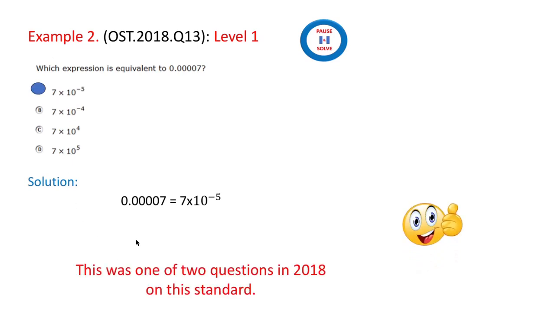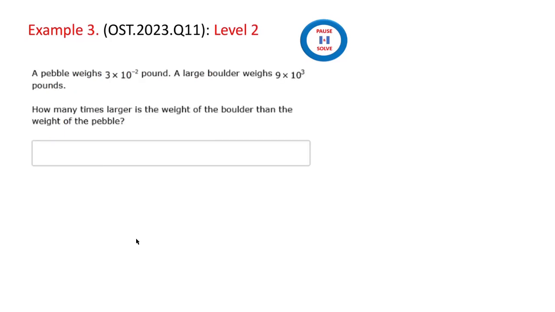This was one of two questions in 2018 on this standard. Here's another one. A people weighs 3 times 10 to the power negative 2 pound. A large boulder weighs 9 times 10 to the power 3 pounds. How many times larger is the weight of the boulder than the weight of the people? So this is larger than this.